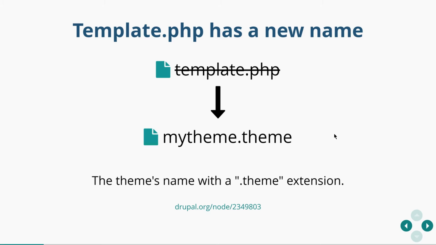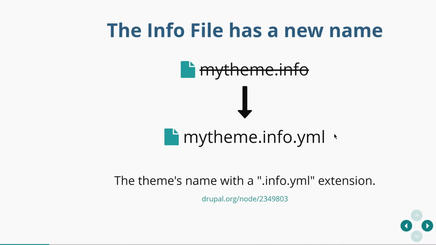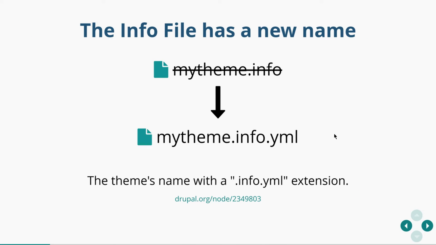So template.php has a new name, still the same file pretty much. It now has a .theme extension, much like your .module file in your module. And I guess that's the way it used to be at Drupal 4 or 5. So I guess we're back to that. Info file also has a new name. It's now mytheme.info.yaml. So you're just tacking on the YAML extension and obviously using that syntax now.